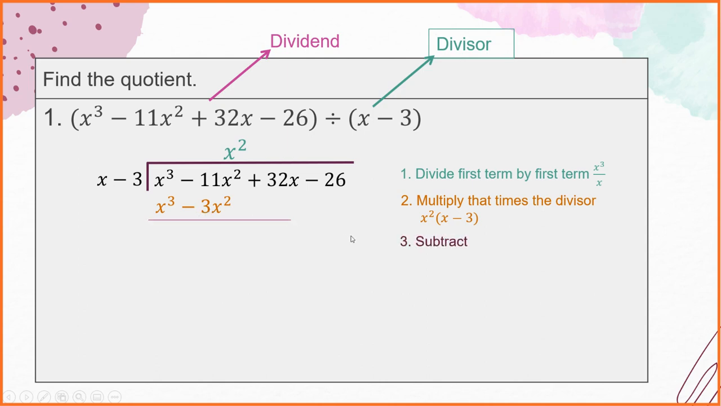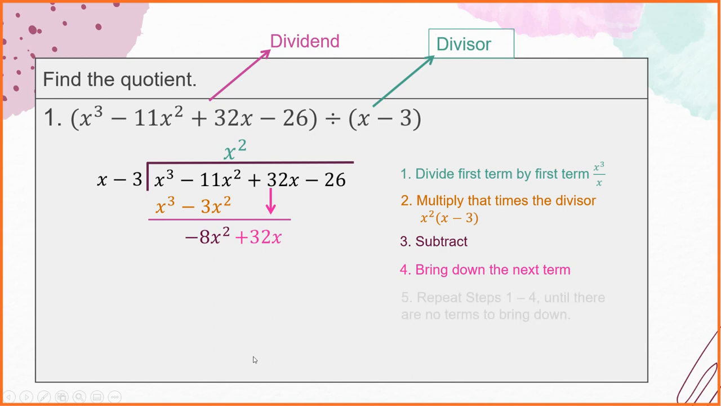The next step is to subtract. So when I take x cubed, subtract x cubed, that would be 0. I always think of subtract means add the opposite. So I would think of this as negative 11x squared plus positive 3x squared, which would give us negative 8x squared. Then we bring down the next term, so that 32x, we're just going to bring that down.